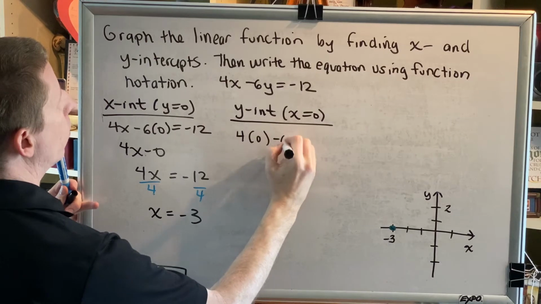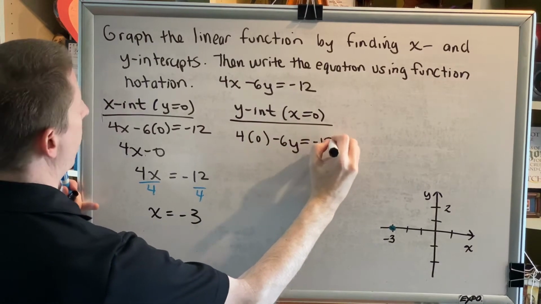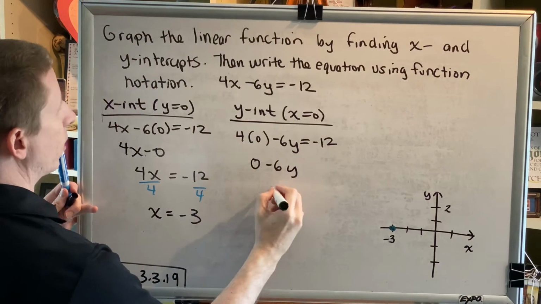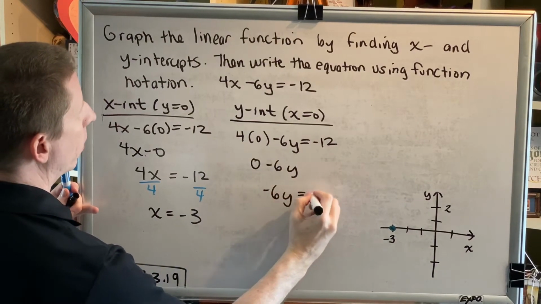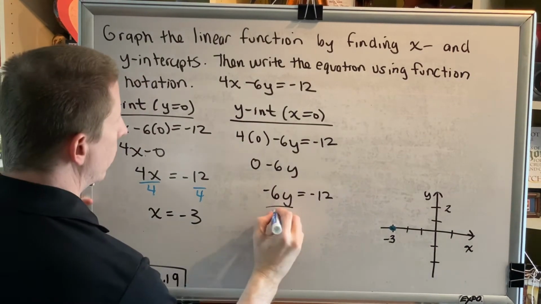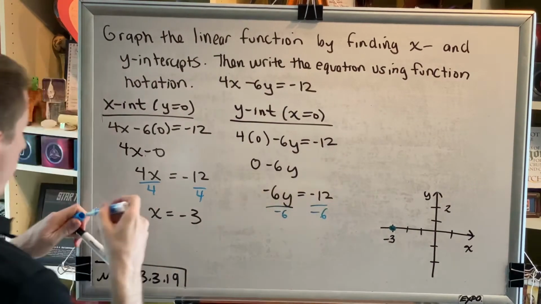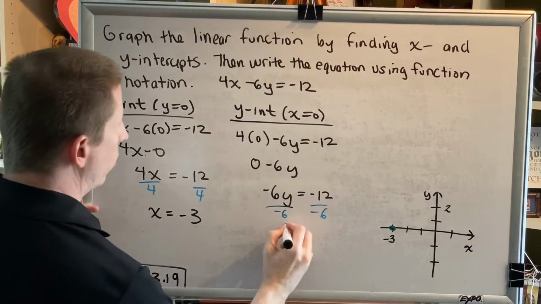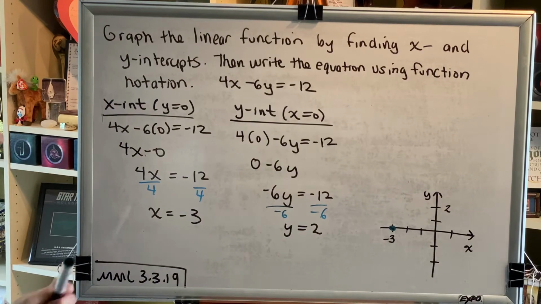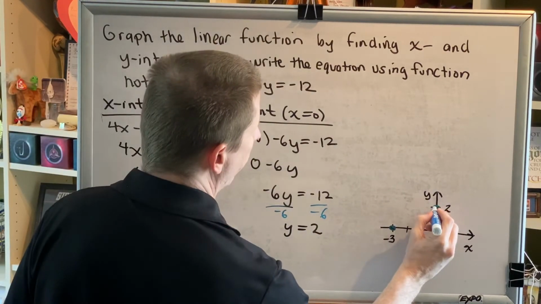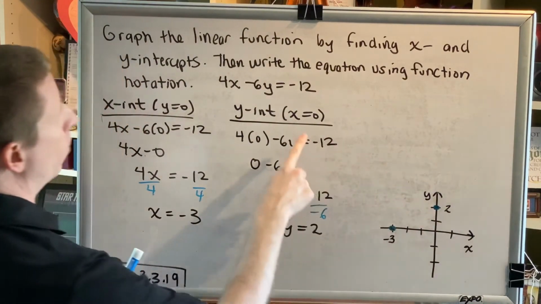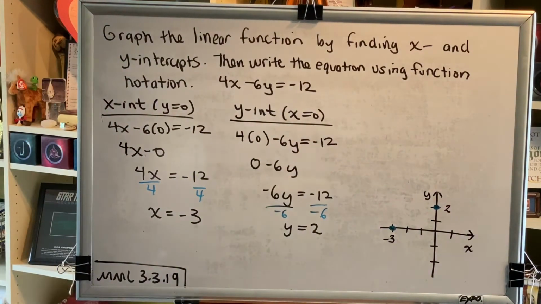4 times 0 minus 6y equals negative 12. 4 times 0 is 0, and 0 minus 6y is negative 6y. Now divide both sides by negative 6, and we get the result y equals 2. So now we can plot our y-intercept on our graph. Notice that this point has coordinates 0, 2, because x is 0 and y is 2.